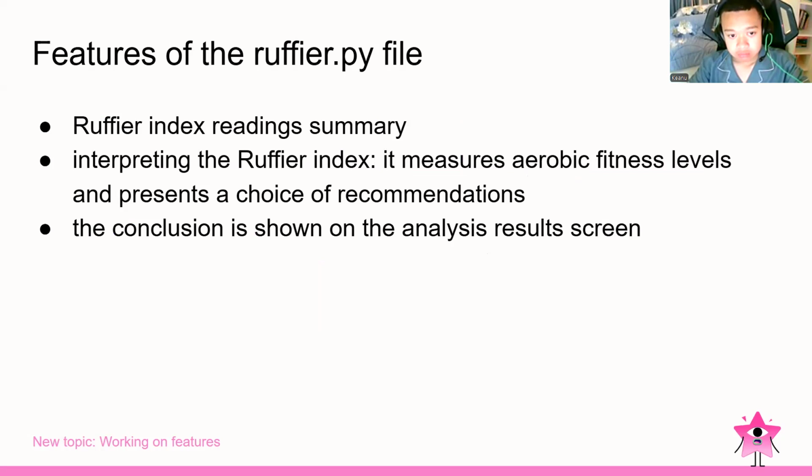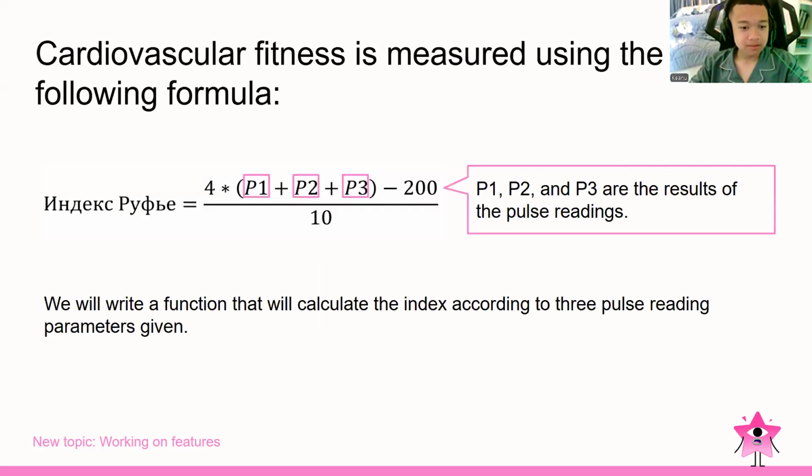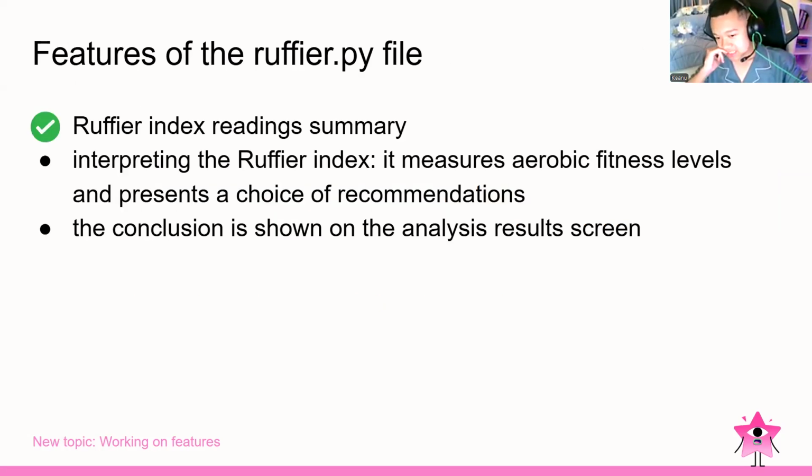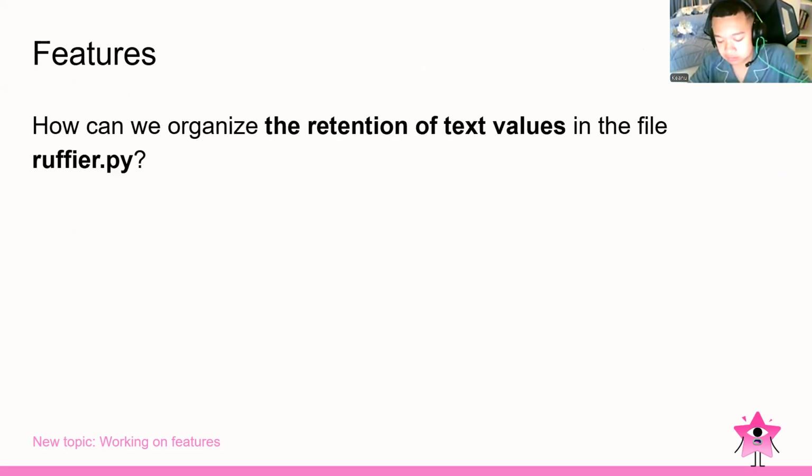We also have the features of the Rapier.py file. Basically, it will be the wrapper index reading summary. It will try to interpret the wrapper index. It measures aerobic fitness levels and presents a choice of recommendations. Also, the conclusion is shown in the analysis results. And also by using this formula, Keanu, 4 multiplied by P1 plus P2 plus P3 minus 100 divided by 10, it will try to calculate the Rapier index. So the features on the Rapier.py file are the Rapier index reading summary, interpreting the Rapier index, and the conclusion shown in the analysis results.